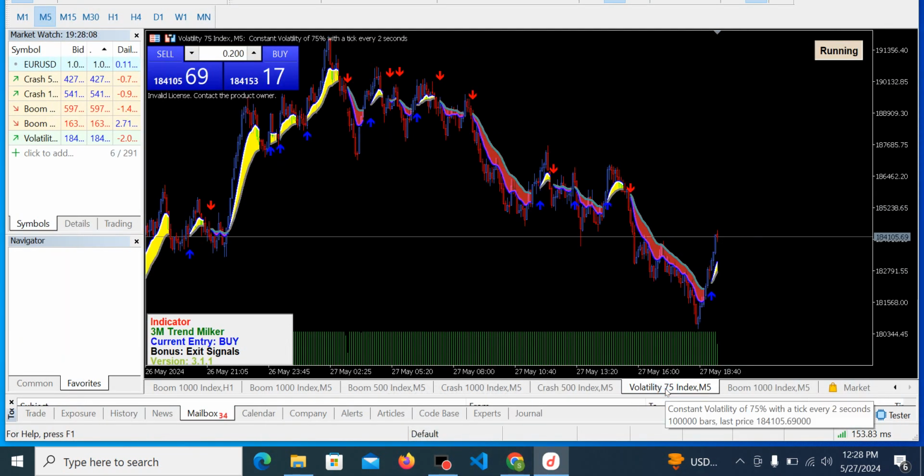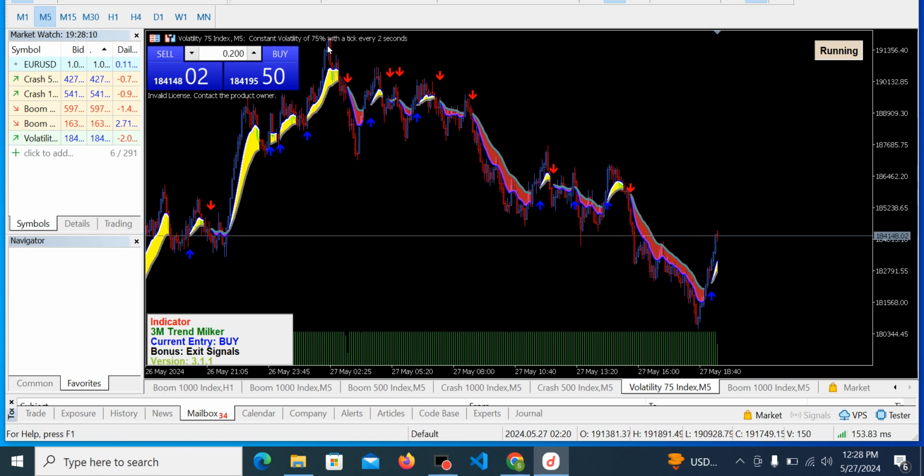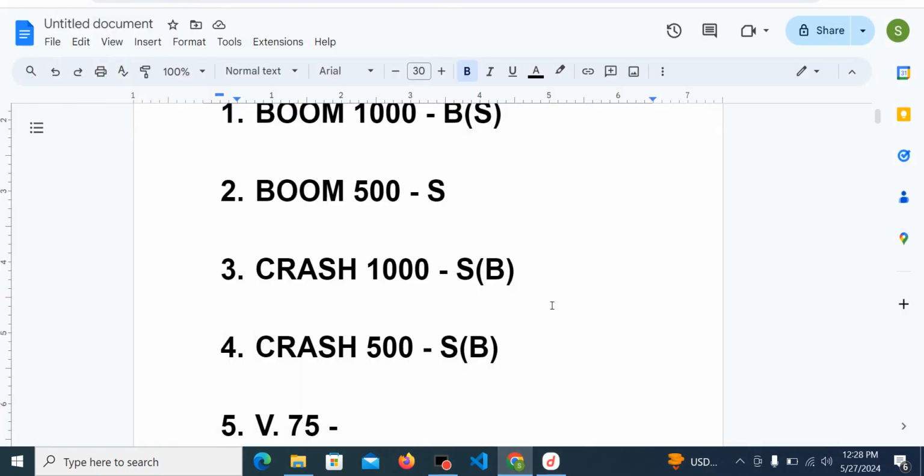Okay, so the next asset is going to be Volatility 75. Volatility 75 started a downtrend right from the resistance zone, and it kept on selling until it got to the support zone, and of course right from here it was unable to break out below it, and it started a buy trend right from there, and of course here is a buy signal. So this is going to be giving us more of a buying opportunity than a selling opportunity.